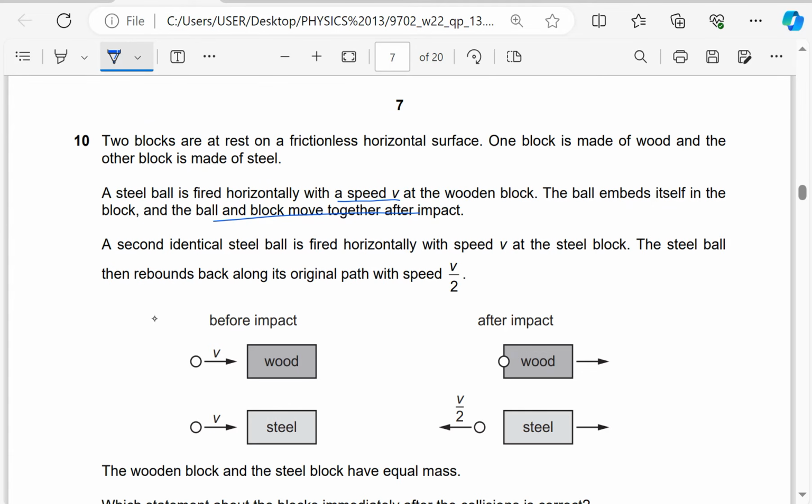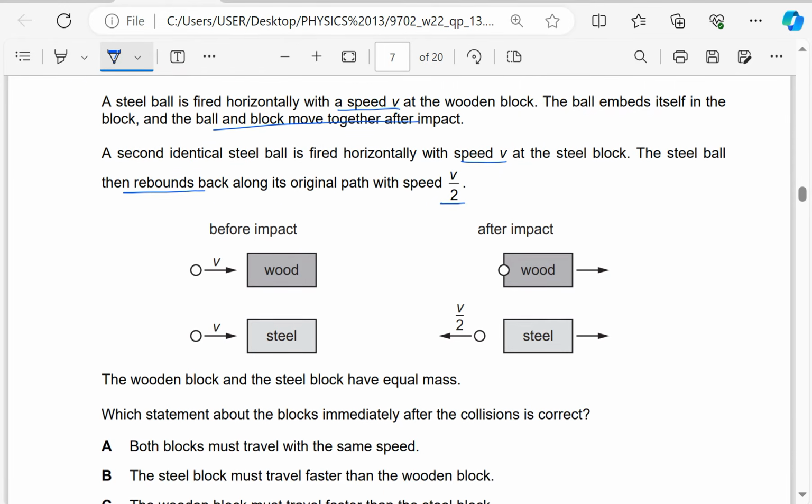A second identical steel ball is fired horizontally with speed v at the steel block. The steel block then rebounds along its original path with a speed v over 2. The wooden block and the steel block have equal mass. Okay, they have the same mass.